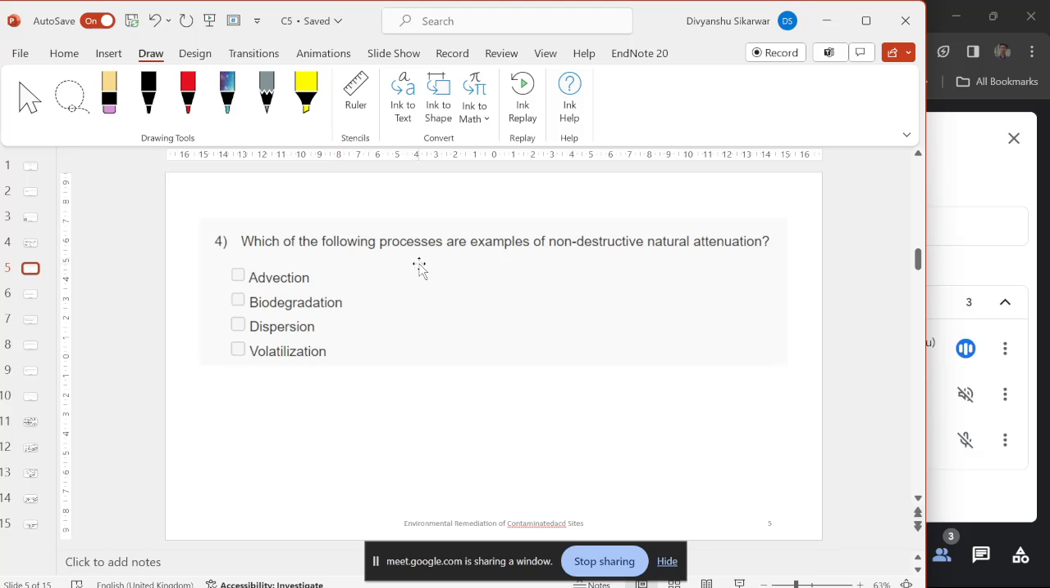The next question is: which of the following processes are examples of non-destructive natural attenuation? Attenuation, we understand, means reduction basically, and natural attenuation method. Try to attempt the question, then we will discuss.